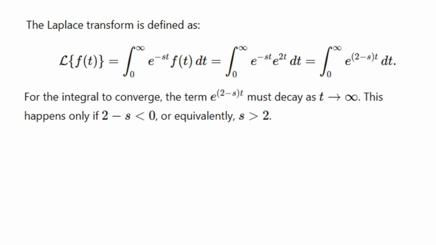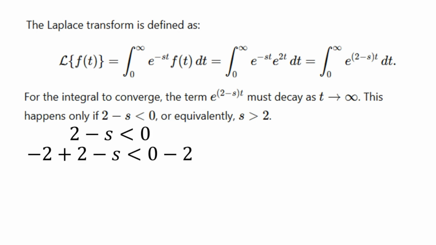Anything less than 0 is what? Negative. So if 2 minus s is less than 0, then we can resolve this particular inequality. From this inequality, 2 can go to the other side. Then when you multiply or divide both sides by a negative value, the inequality will change.